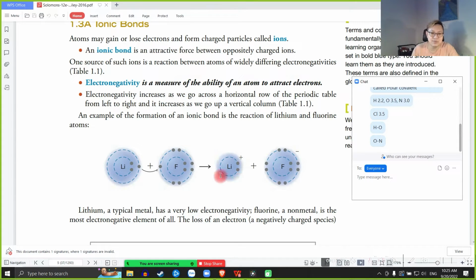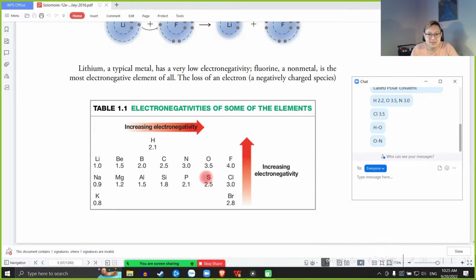Yep. So when we become an ion, when we become cation, when I first learned it like 12 years ago, I thought it was called cation. Cation? Yeah. And the teacher said, no, it's cation. Like vacation.